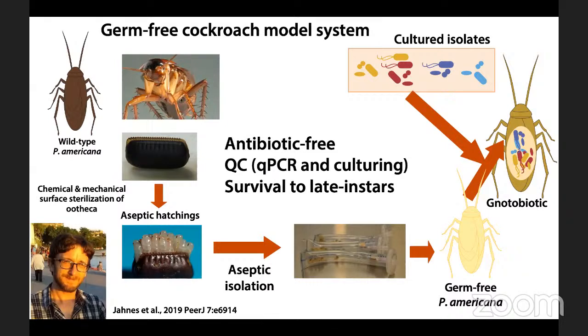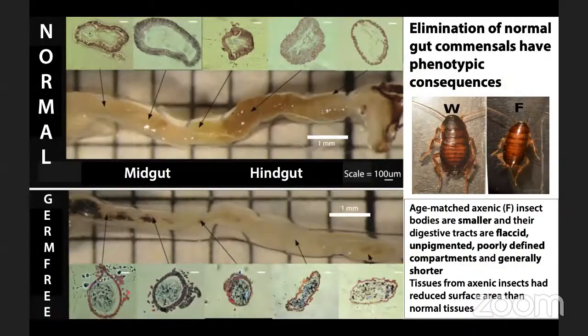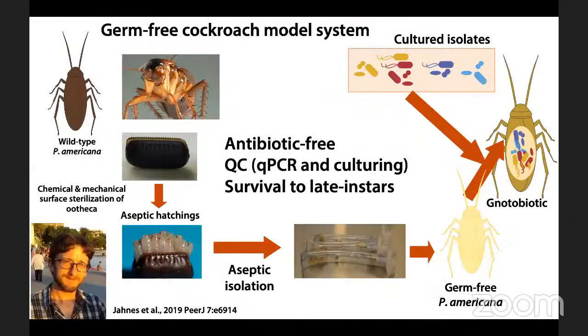We also have developed an approach for making monoassociated and polyassociated bionts as well. And we have done work where we've cultivated, I think at this point we have about 115 isolates from our cockroach now, and we've been able to reassociate them with our axenic reared insects successfully, and they colonize.